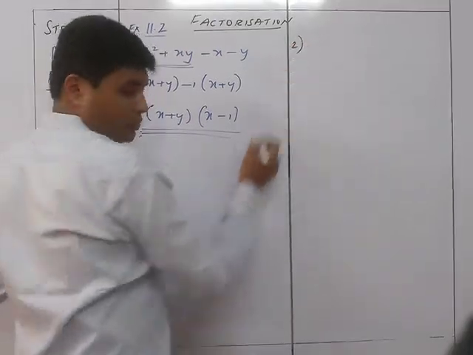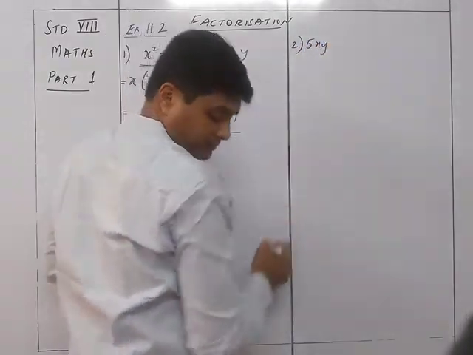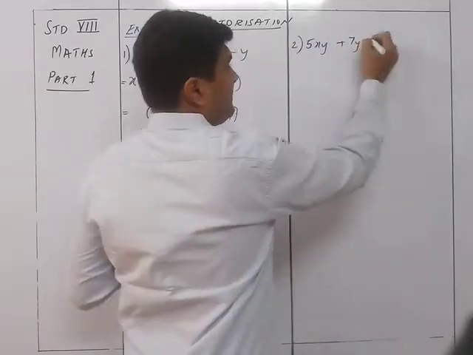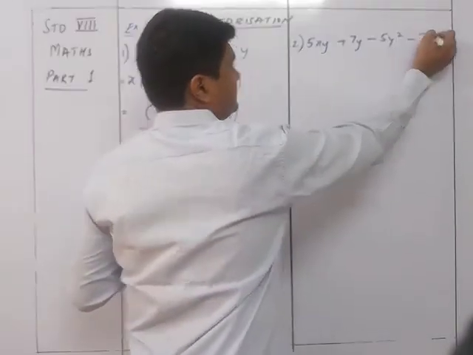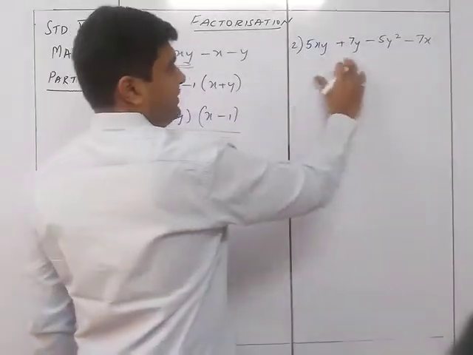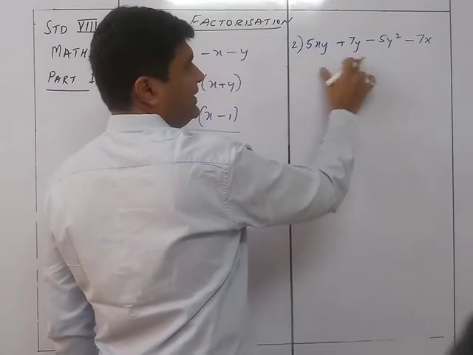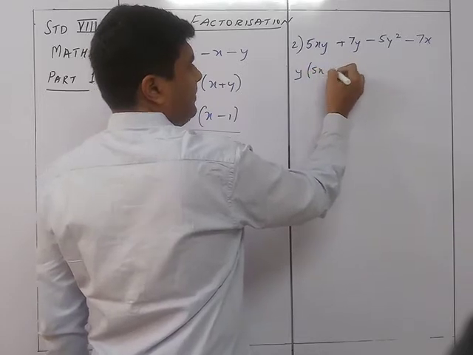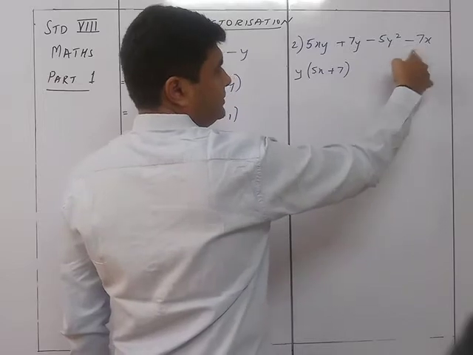We move on to sum number 2. 5xy plus 7y minus 5y square minus 7x. You can see again the same thing. We are going to take out common over here. Between this and this, what is common? Only y is common. So take y common. You have 5x plus 7. Between these two, what is common over here?